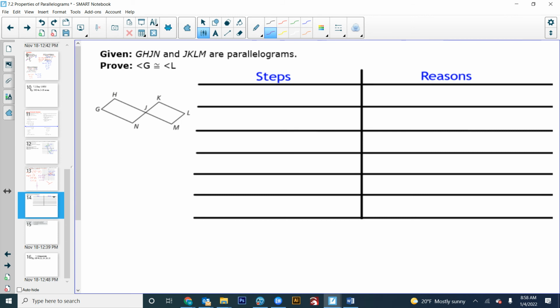Anybody have a plan they think would work? Or at least would be willing to say it out loud and get us started. Vertical angles. I see vertical angles for sure. I like that. So this is like my pre-proof kind of brainstorming. Okay, I see vertical angles here. Those are congruent, right? What else?